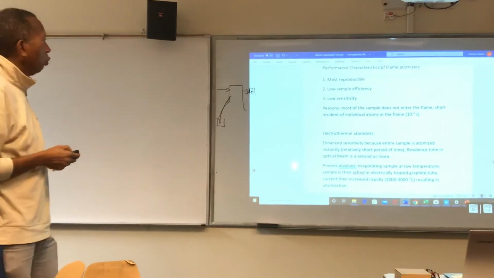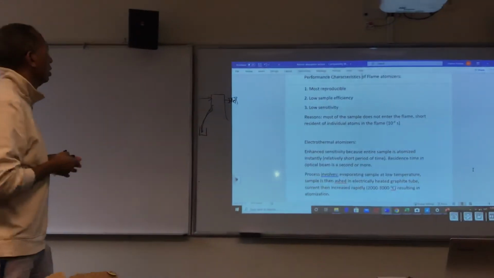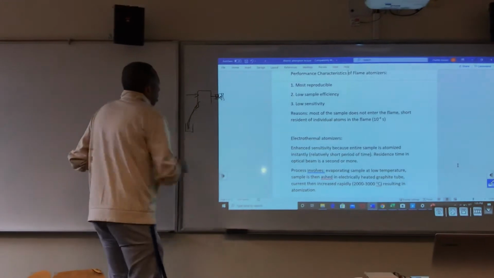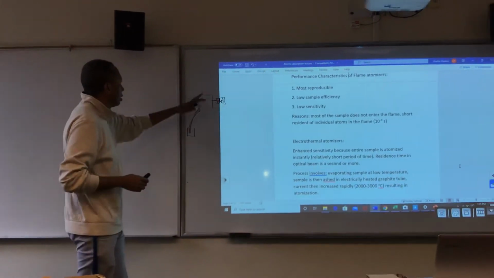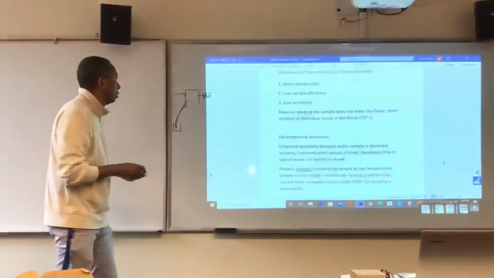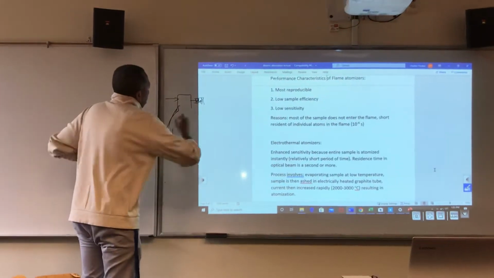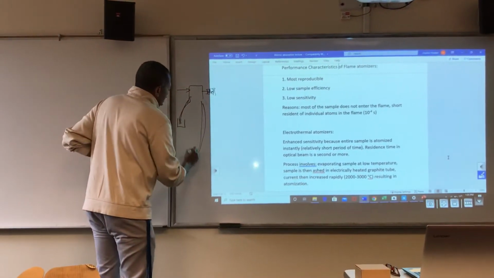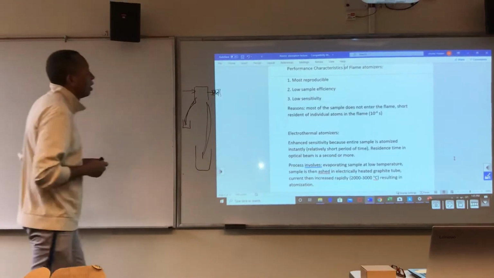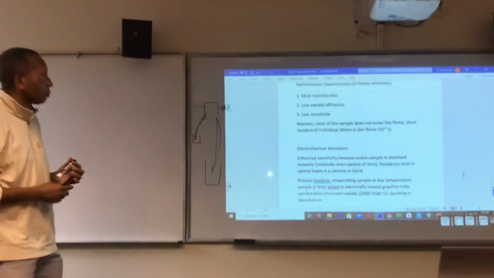So we can understand the fact that most of the sample goes down the drain, because it comes in here, it sucks in here, and then there's another tube here where all of it comes down into a big bottle. So that's fine. Most of the sample goes in.